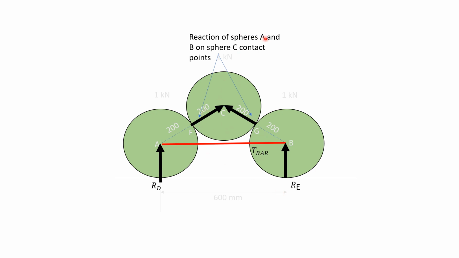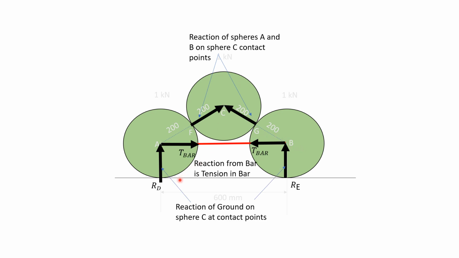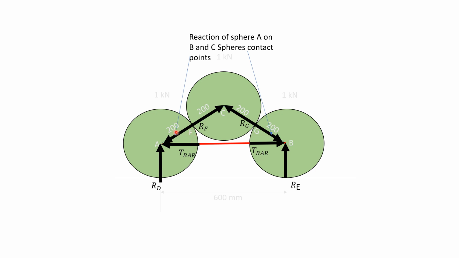These are the reactions of spheres A and B on sphere C. This will be the reaction from A to C, and from B to C. And these are the reactions from the ground, and these are the reactions from the string, and these are the reactions from C on A. This is the reaction of C on A, and this is the reaction from C on B. These are the contact points.